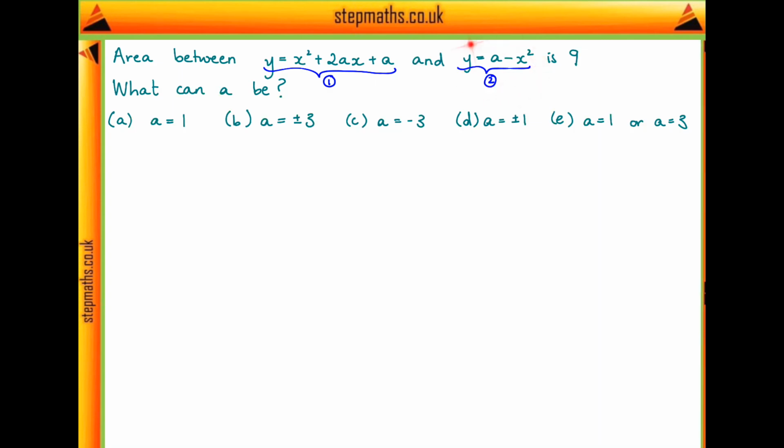So let's do 2 first, because I think that's easier. So we've got a minus x squared. So we've got a minus in front of the x squared. So we know our quadratic is going to have this shape. And we have no x to the power of 1 terms. So we know this is going to be symmetric about the y-axis. And also the y-intercept is a. So this quadratic is going to look a bit like this.